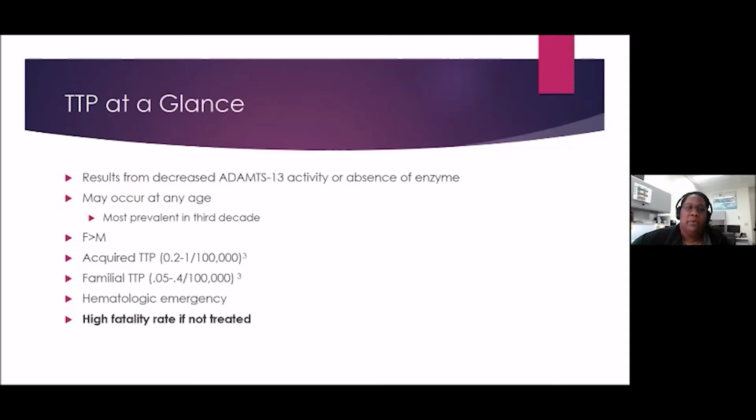Now, the really important and scary thing about TTP is that it's a hematologic emergency, and you have to act quickly on it, because if it's not properly treated or treated quickly enough, it can be fatal. And the patient can go downhill very quickly with TTP, like from the time they present to being deceased 2 hours later. So that's why you have to really keep a high index of suspicion and act appropriately when you suspect this.